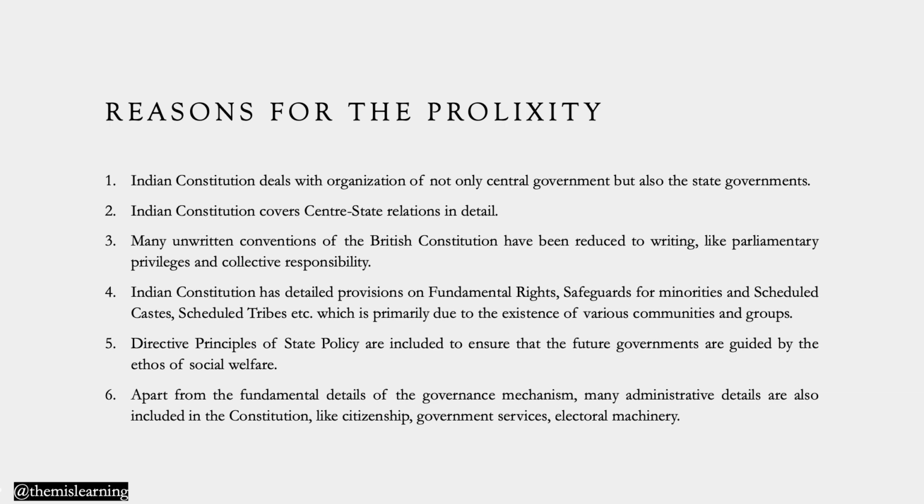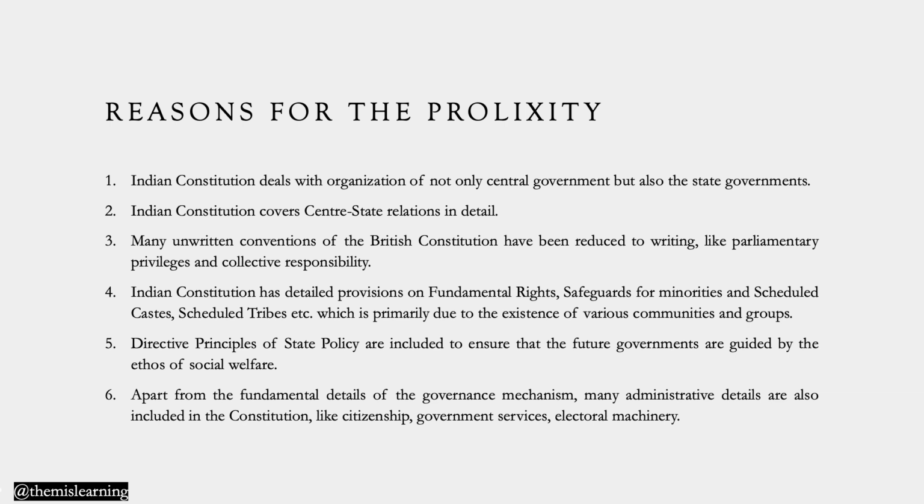In India, it is the Constitution of India which is providing the governance as well as administrative setup for not just the states but also the union as well. So we're talking about judiciary at both the union level and the state level. We're talking about legislature at both the levels, and we're also talking about the executive at both the levels. Further, the Indian constitution covers center-state relations in detail.